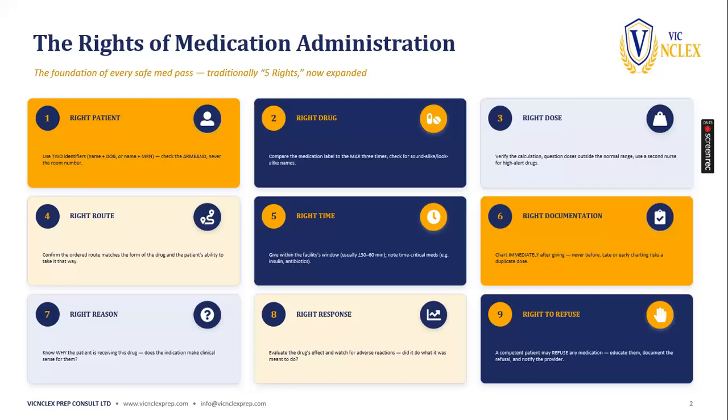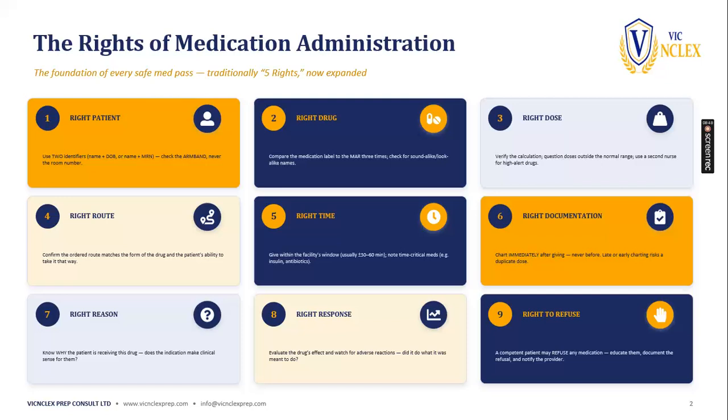And the last one is here, right to refuse. Yes, because a competent patient has the right to refuse a medication. You don't need to force them. All you need to do is educate them. Mr. Jones, you're refusing your medication. All right. If you refuse it, it's going to cause this, this, and this, and the rest of them. You educate them and then you document the refusal. And after you finish educating them, if they still refuse to take the medication, document it and notify the healthcare provider. Right? You don't want to force them, because remember the principle of autonomy.